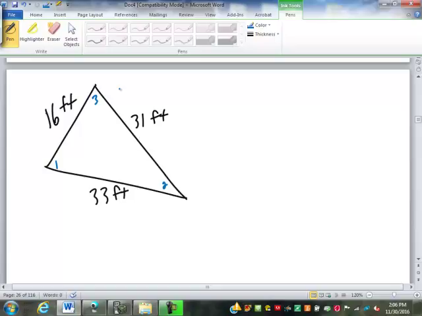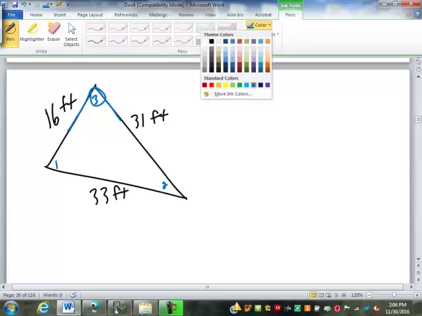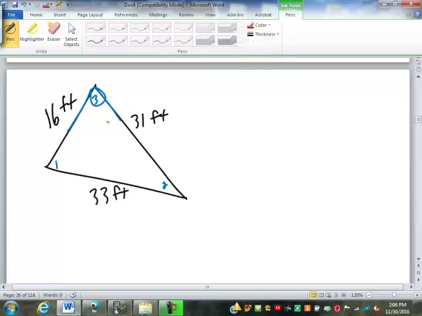Careful. Number 3, because that's the two shortest sides there. So if it's a right triangle, that would have to be the right angle. So to double check to see if this is a right triangle then, those two sides, the 16 and the 31, would have to be the legs. So we'd call them A and B, and the 33 would have to be the hypotenuse, side C.